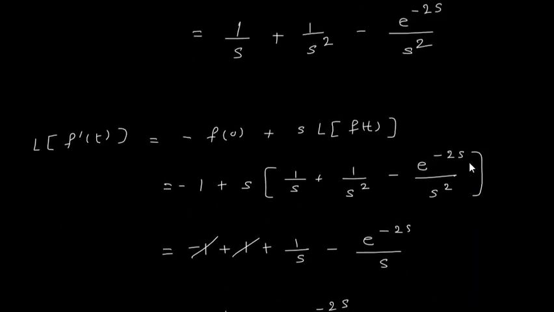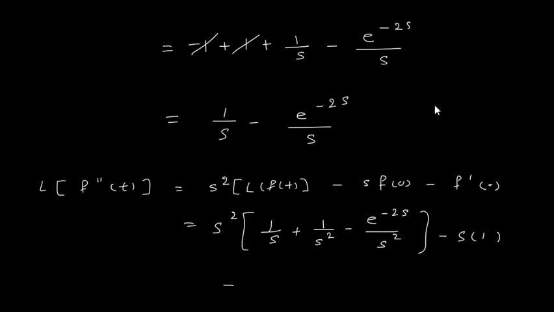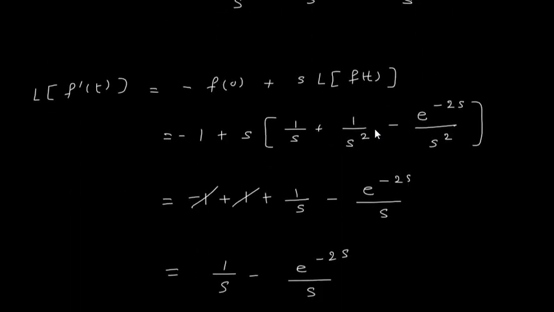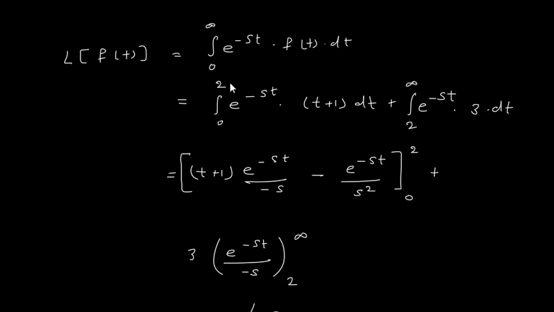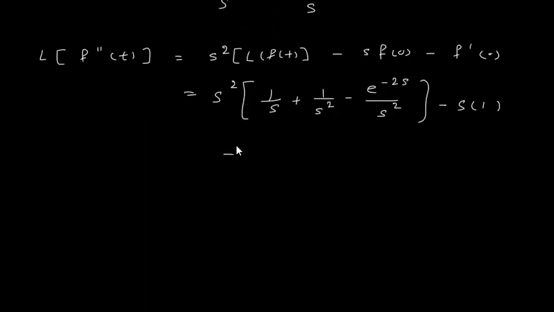So f dash 0 means differentiate the function and then put the value. When I differentiate f of t, that is t plus 1, I will get 1. And then when I put t as 0, as there is no t, f dash 0 is also 1. So here it is minus 1.